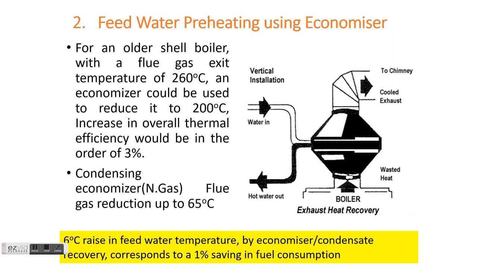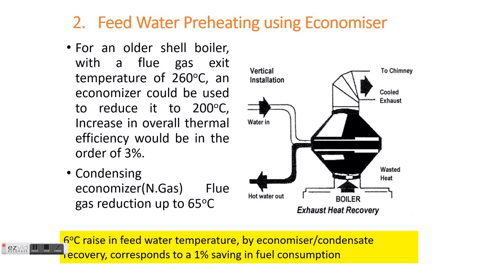When a clean fuel such as natural gas, LPG or gas oil is used, the economy of heat recovery must be worked out, as the flue gas temperature may be well below 200 degrees. The potential for energy saving depends on the type of boiler installed and the fuel used. For a typical older model shell boiler, with a flue gas exit temperature of 260 degrees, an economizer could be used to reduce it to 200 degrees, increasing the feed water temperature by 15 degrees. Increase in overall thermal efficiency would be in the order of 3%.